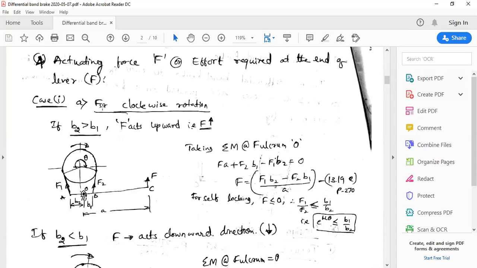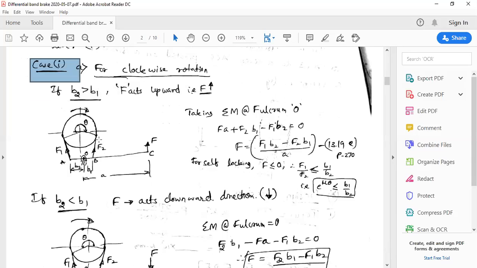The fourth step, what we concluded in the last class, is the actuating force required at the end of the lever. With respect to case one, here the lever is downside, and for A and B conditions we have to consider clockwise rotation and anticlockwise rotation. For clockwise rotation, again there are two conditions: B2 is greater than B1 and B2 is less than B1. If B2 is greater than B1, F acts in the upward direction. If B2 is less than B1, F will be acting in the downward direction.